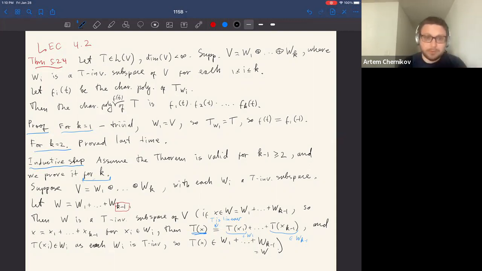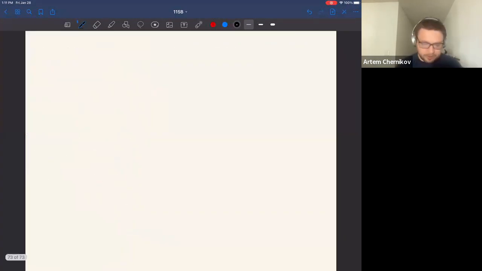All right, so then we also have that V can be written as the direct sum of W and Wk, okay? So we need to check this. The claim is that V is the direct sum of W and Wk. All right, so let's check. This follows from the assumption.